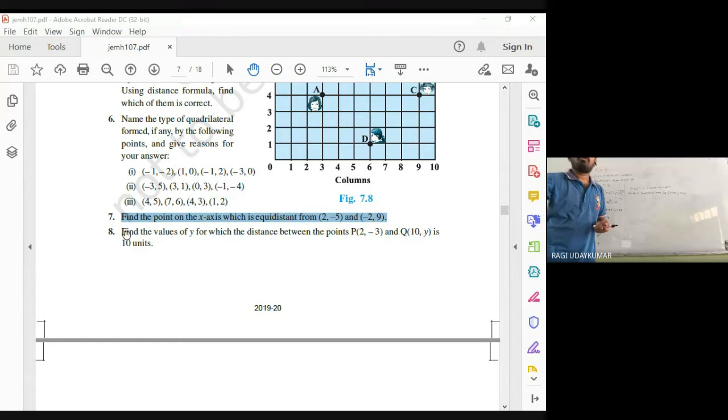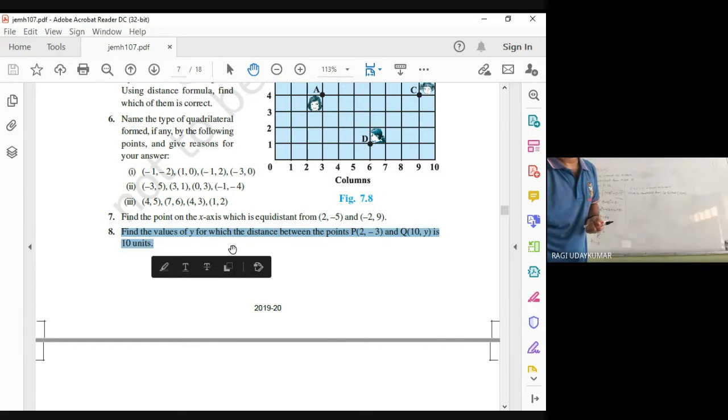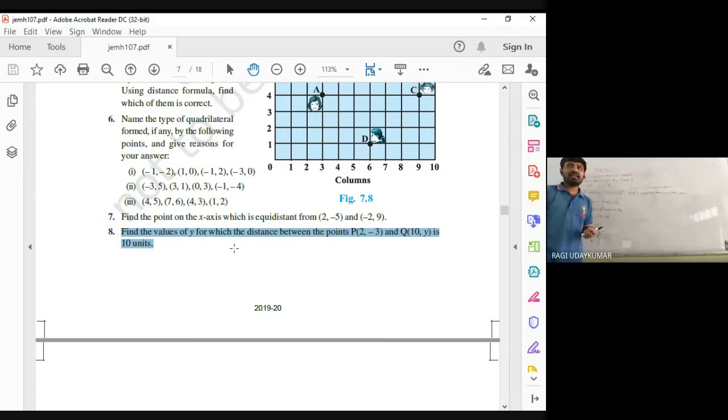And coming to the 8th question, it is very simple: find the value of y for which the distance between the 2 points is given to you as 10 units. It's a very simple question. Nothing is there in that simple question है. आप लोग easily solve कर सकते हैं. कर सकते हैं? What are the points given to you here? Let me solve it.